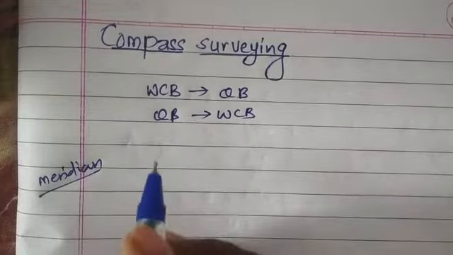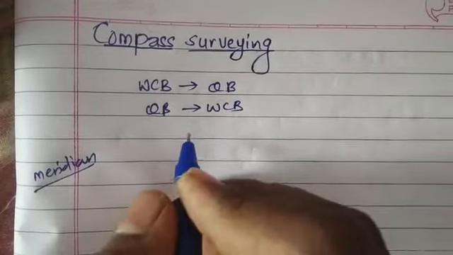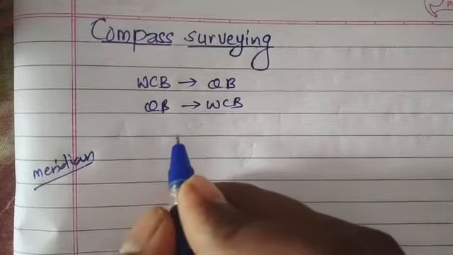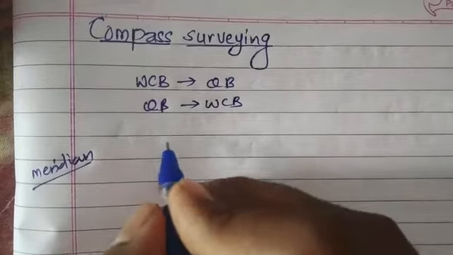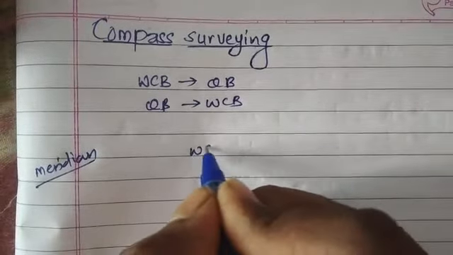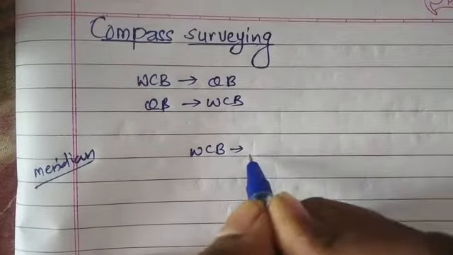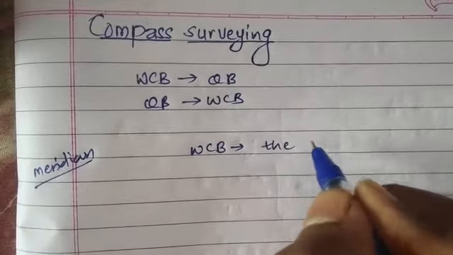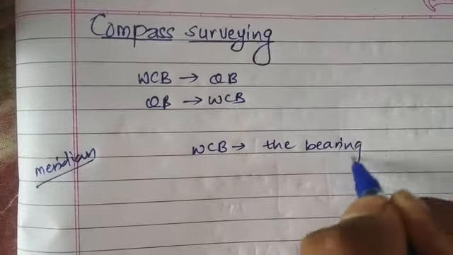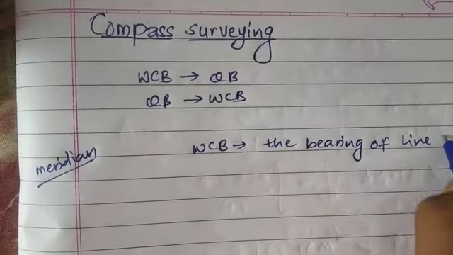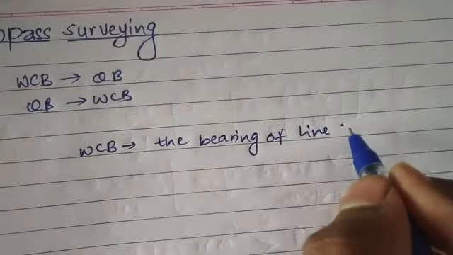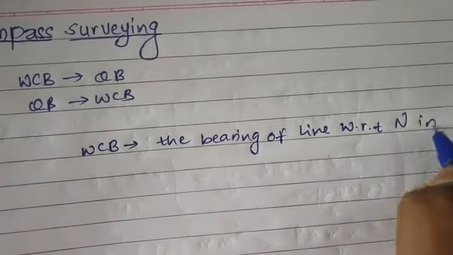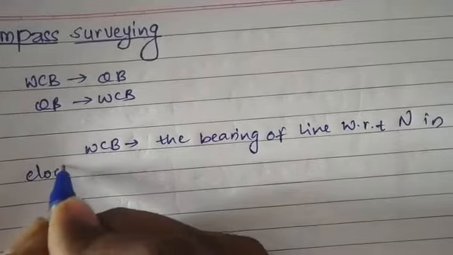We have also discussed the definition of whole circle bearing and quadrantal bearing. In this video we'll discuss how to convert this whole circle bearing into quadrantal bearing. So first of all, I'll tell you whole circle bearing, WCB, is nothing but the bearing of a line with respect to north in clockwise direction.